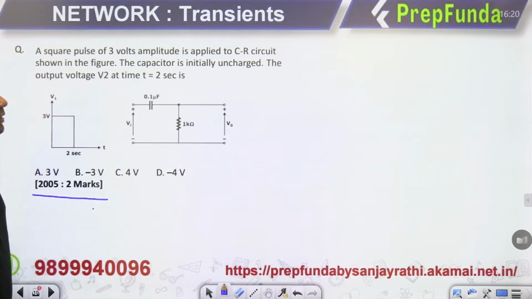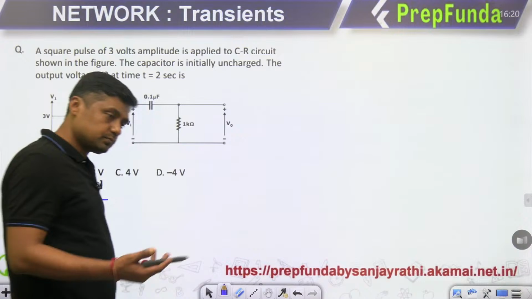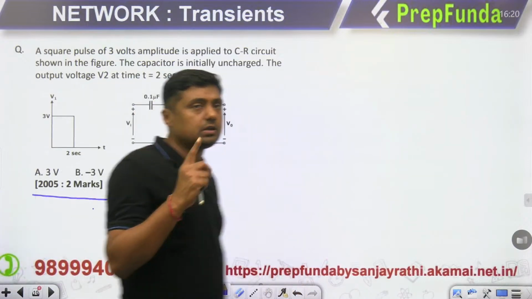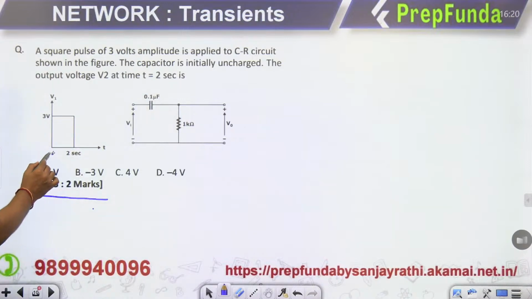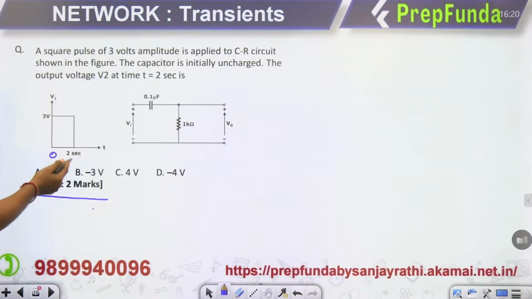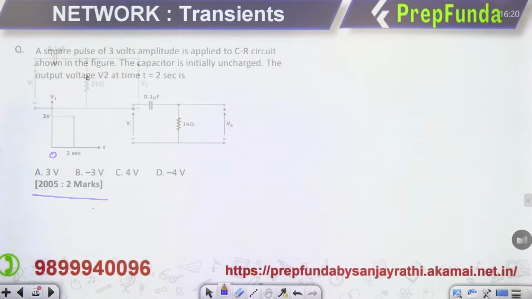And what is the initial voltage across the capacitor? 0. So there are 2 times there will be a sudden change: at the beginning of the pulse and at the end of the pulse. At the beginning of the pulse it will switch from 0 to 3 volt suddenly, and at the end of the pulse it will switch from 3 to 0 volt suddenly, in 2 seconds. Now how can we solve this?